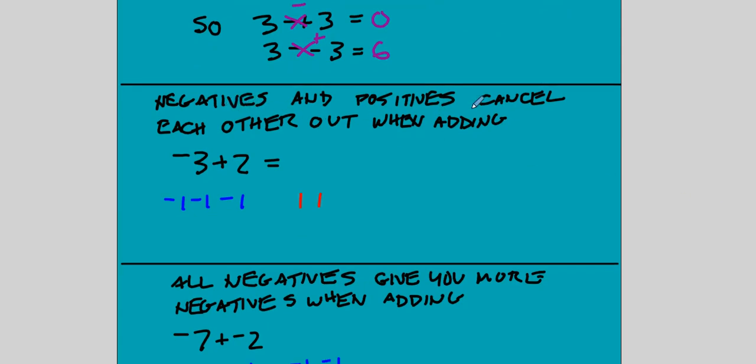Next, negatives and positives cancel each other out when adding. This is a different way of looking at it. Here I'm representing -3 with 3 negative ones and 2 with 2 positive ones. For each negative 1 and a positive 1, they cancel each other out to make 0. So here a -1 cancels out with a positive 1, so I'm left with -1.